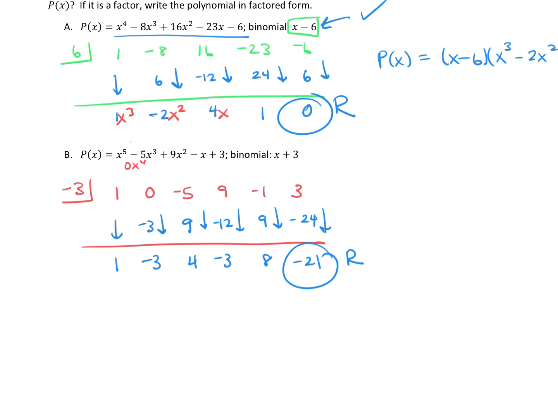So what we just did is we did our synthetic division. Does this polynomial divide by this evenly with no remainder? It does not. We had a remainder, which means that x plus 3 is not a factor of our p of x polynomial.